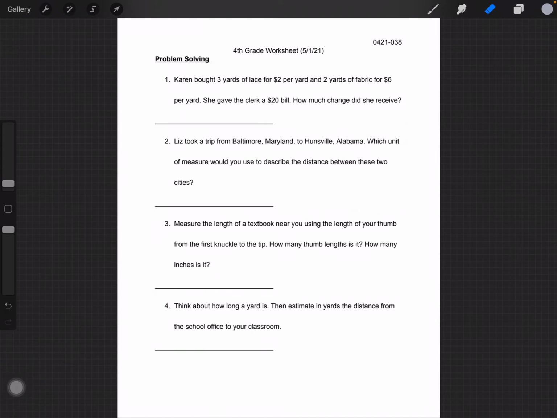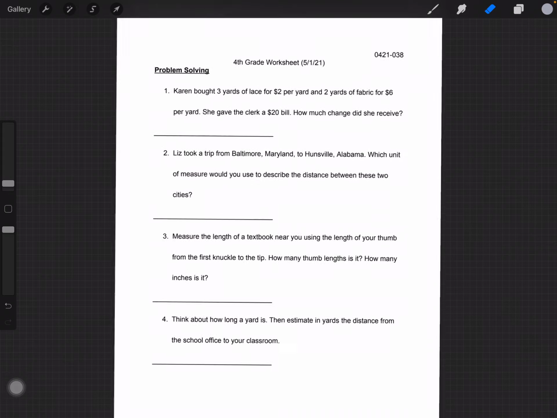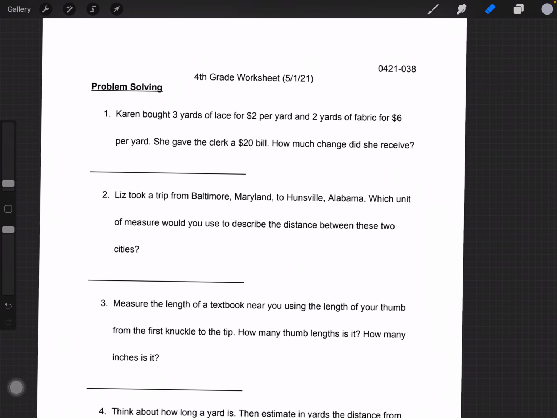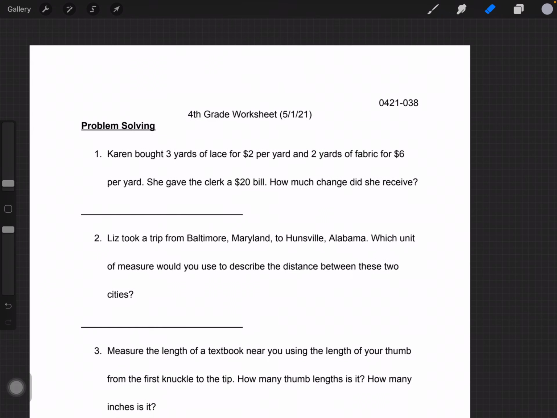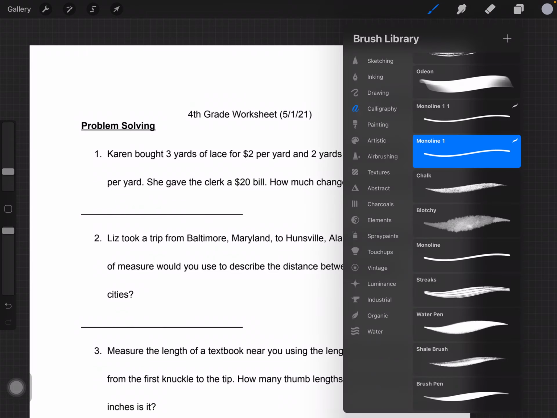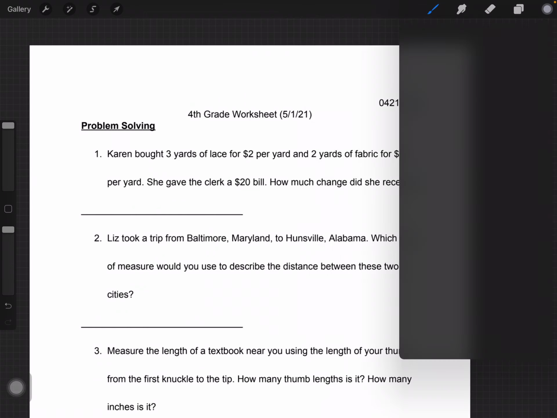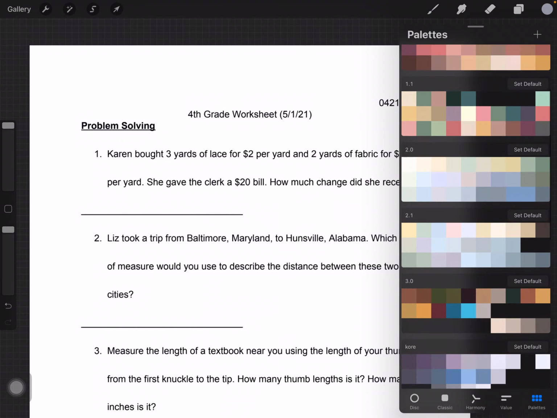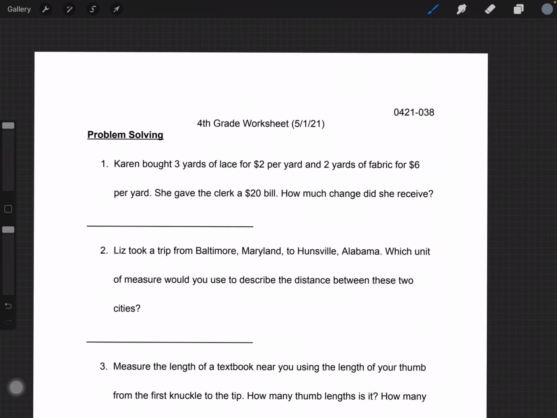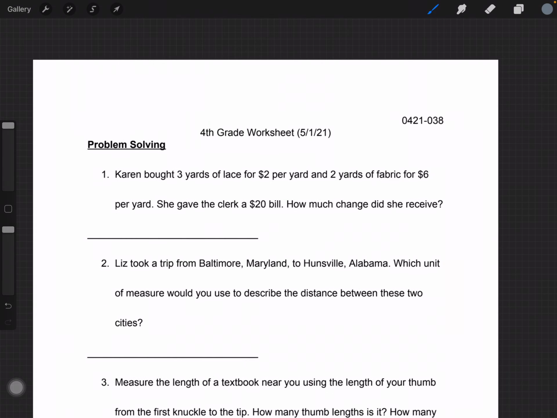The first worksheet you should have in front of you should say problem solving. Let's do the first two problems on this page. Number 1 says Karen bought 3 yards of lace for $2 per yard, and 2 yards of fabric for $6 per yard.